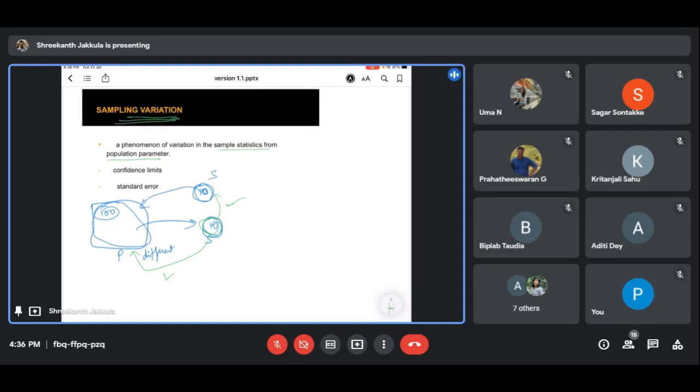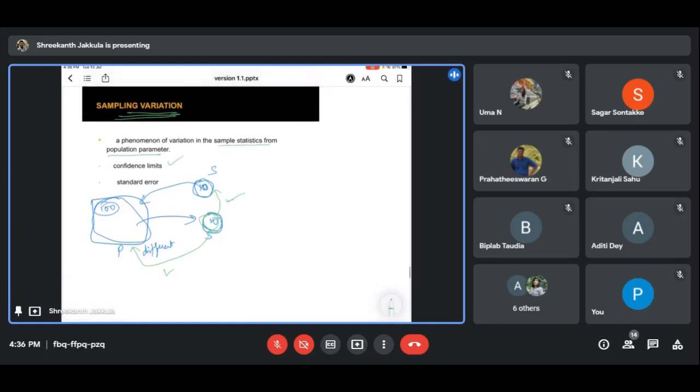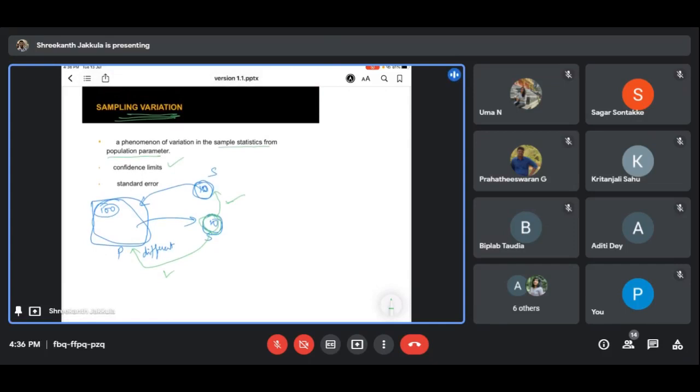And then what is confidence limit? The limit, how much the sample statistic will vary from the population parameter, that is the confidence limit. And then what is standard error? The sampling variation is quantified. How much we are quantifying, that is called standard error.